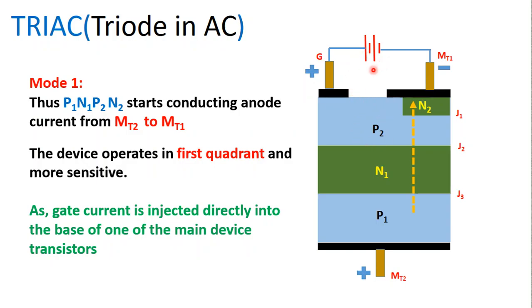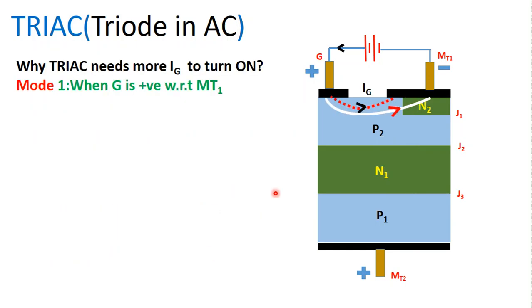So when the gate is made positive with respect to MT1, electrons are injected into the P2 layer. So this P2 layer is acting as a base of N2 P2 N1 transistor structure. So therefore, as gate current is directly injected into the base of this transistor structure, that is into P2 layer, this first quadrant operation is the most sensitive among all the quadrant operations. So one question arises in the case of triac, that triac needs more gate current to turn on than SCR.